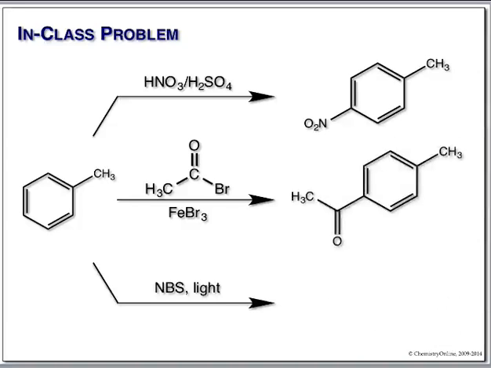Finally, N-bromosuccinimide, light. This is free radical bromination, isn't it? Going all the way back to chapter 10 or so. What this will do is form the benzyl radical, which is very stable. Then it will attach a bromine to that, and we'll simply make benzyl bromide.